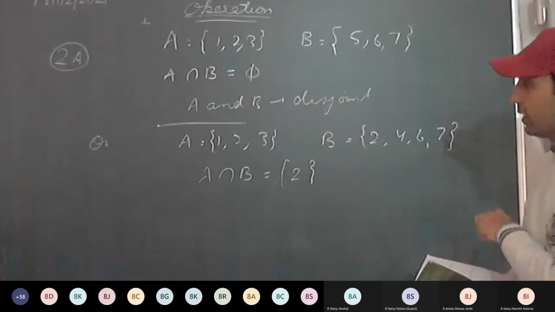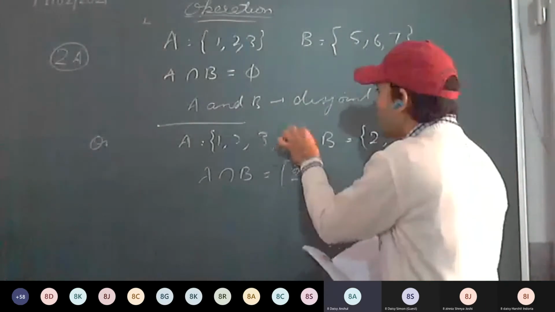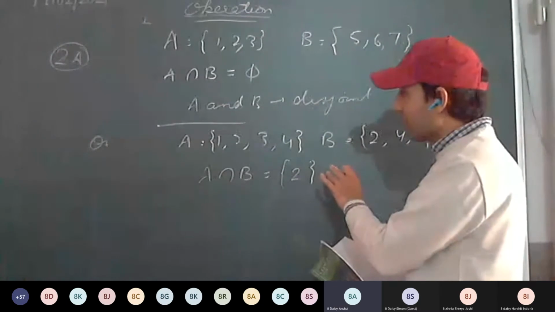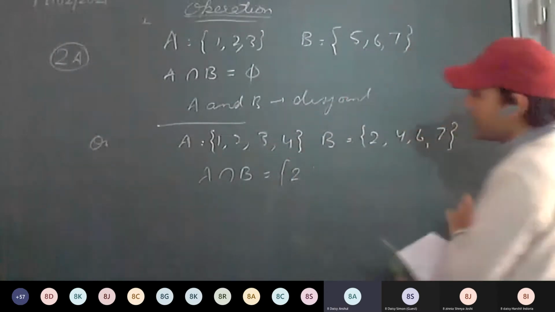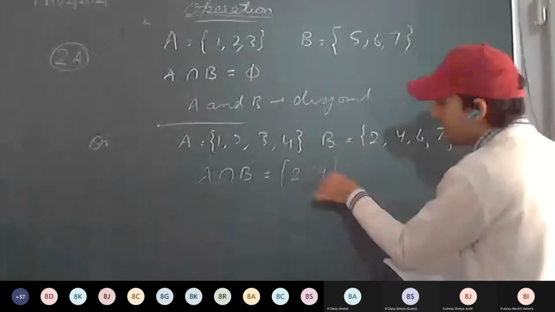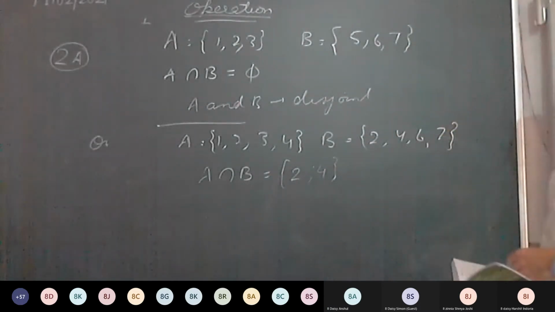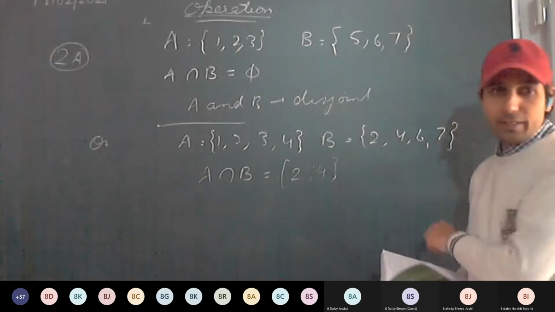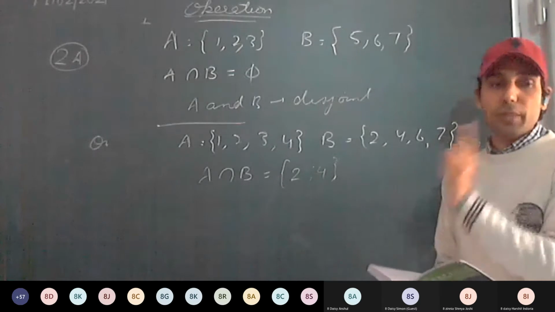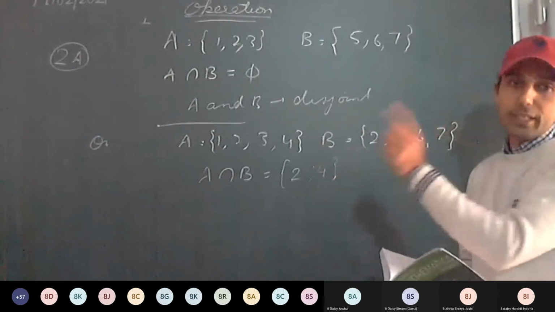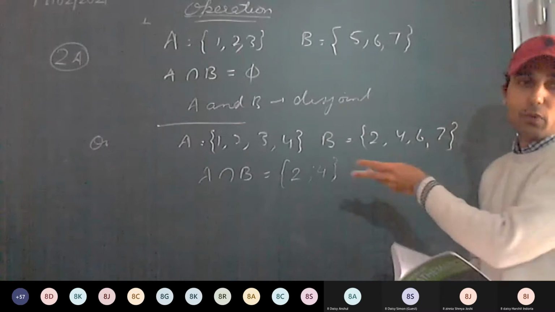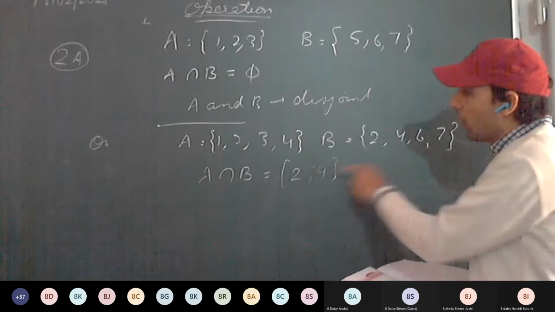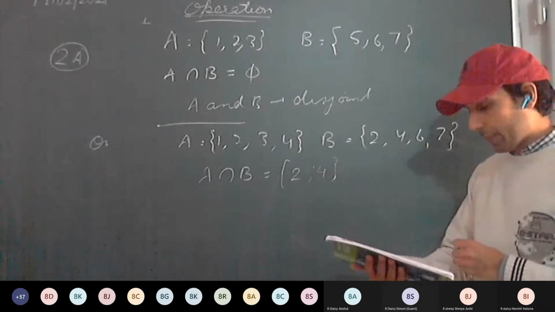If there is more than one common element, then also they are overlapping. Yes, if 2 and 4 are common, they are overlapping again because something is common between them. At least one must be there. It doesn't matter how many elements overlap, 2, 3, 4, any number. So A and B are overlapping sets.